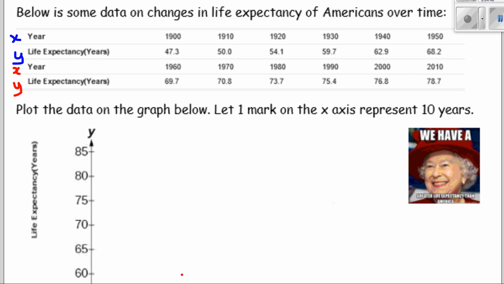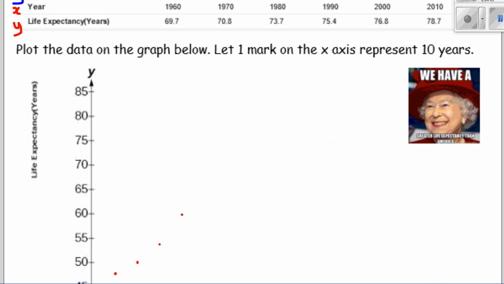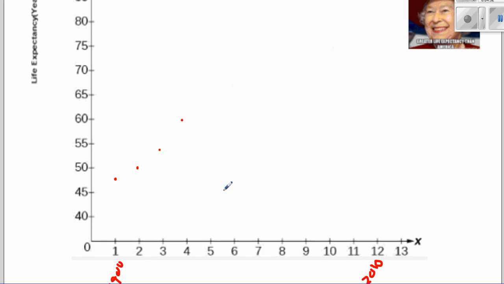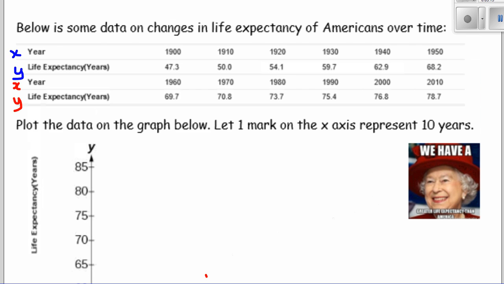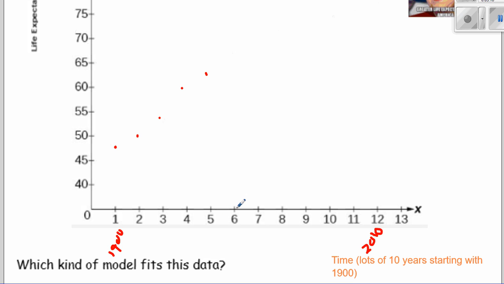And then we've got 62.9. Is that right? 1940, 62.9. That's just gone up a little bit. Maybe it's a bit higher actually. I'm going to change that. 62.9, it's probably more like about here. Next one, 1950, 68.2. 68.2 is going to be maybe up like this.